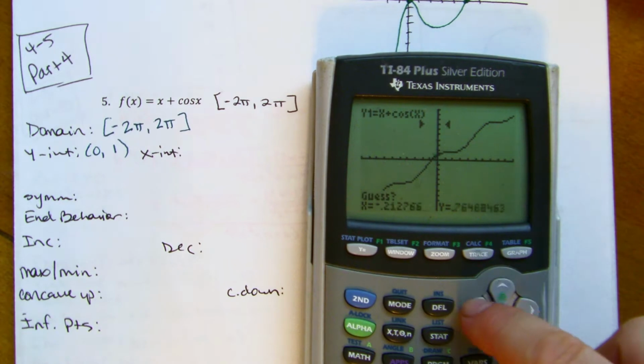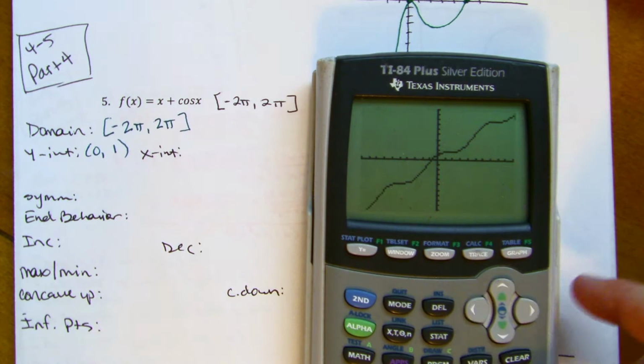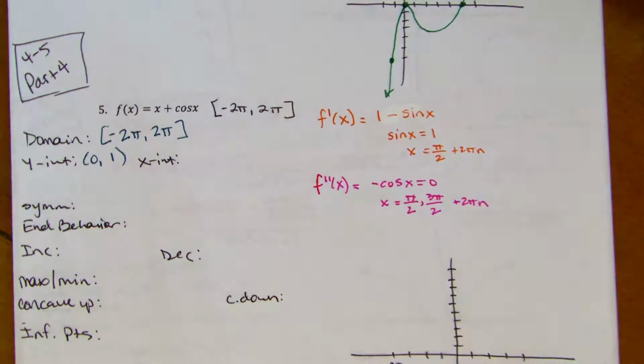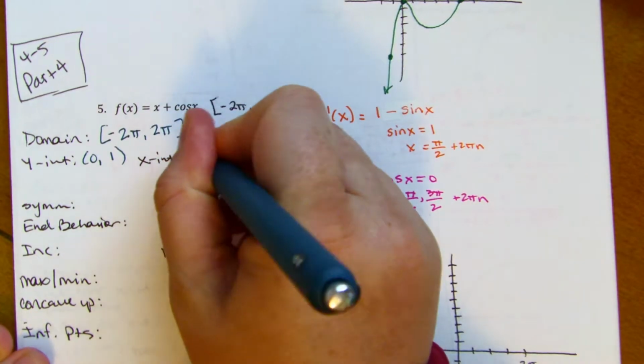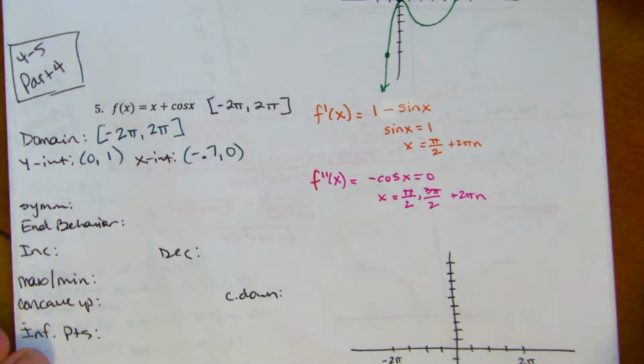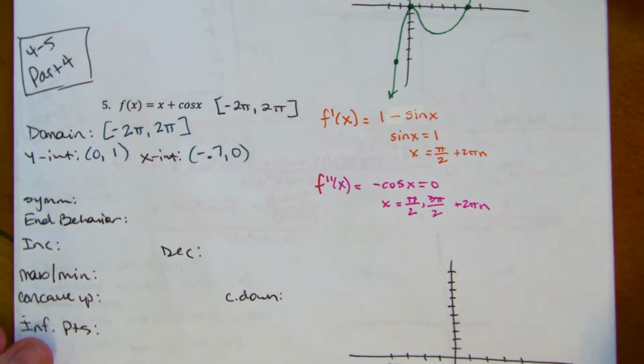So I'll go ahead and press enter, and then moving to the right and enter, and then let's get close. This is our guess. And press enter, and we'll say negative 0.7. We'll just round to 1 decimal place. So that would be negative 0.7 is our x-intercept.